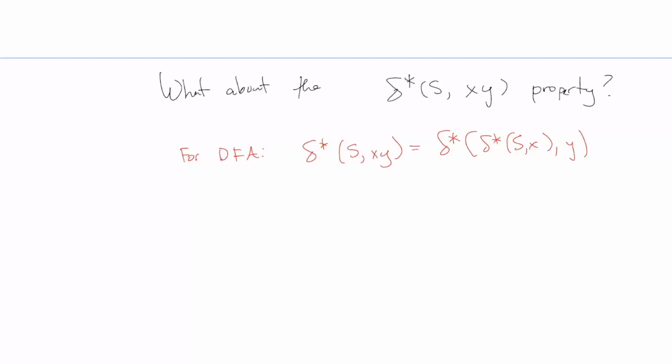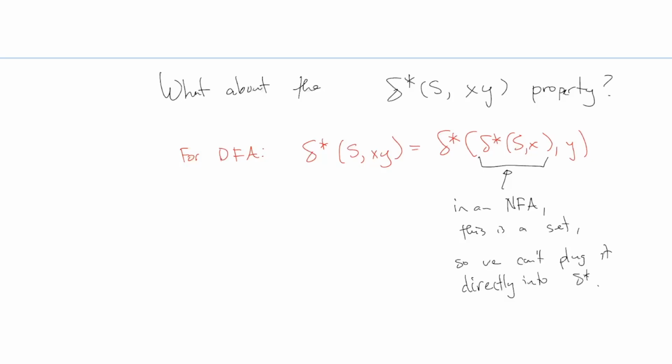Unfortunately, you cannot write that same thing for an NFA, and the problem is right here. In an NFA, that is a set. Delta star of something something is a set of states, which means this is no longer appropriate to plug in as the first coordinate of another delta star, because the thing that you plug into another delta star would be just a state, not a set of states. So in an NFA, this is a set, so we can't plug it directly into another delta star. That means for an NFA, we're going to have to rephrase this rule.